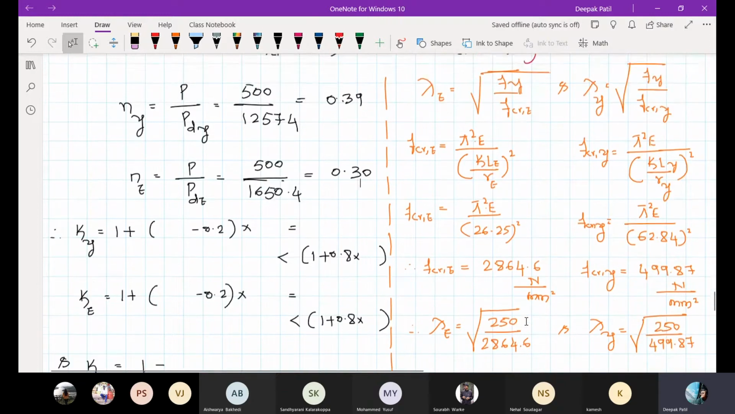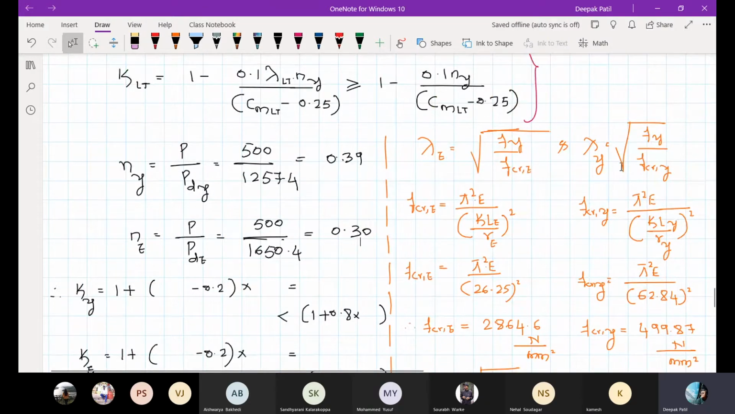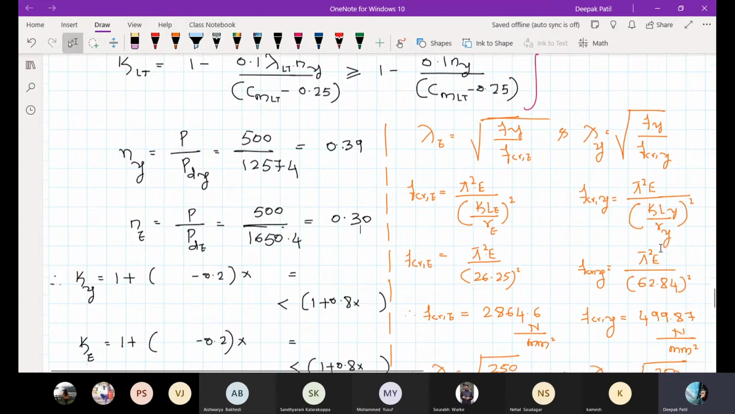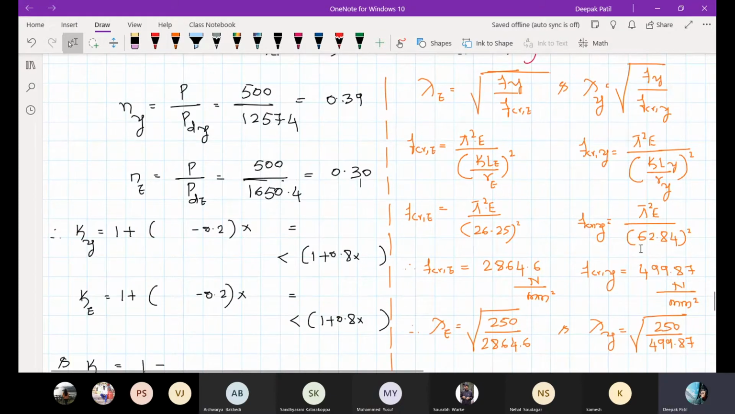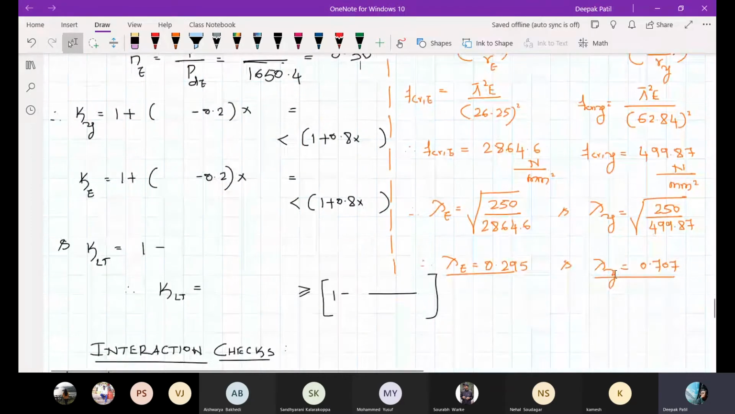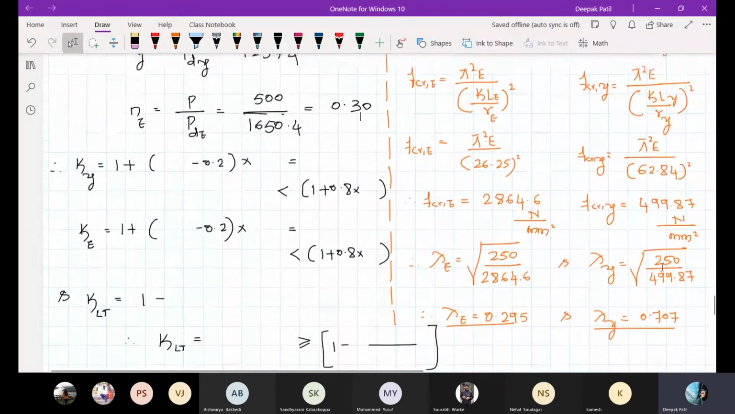In the similar manner, you can calculate lambda y, which is equal to under the root Fy divided by FCRy. FCRy is once again the same thing, pi square E divided by, now I have to substitute KLY by RY. Once you find out FCRy, you can easily calculate lambda y. So I have calculated here, and I'm getting 0.707, right?